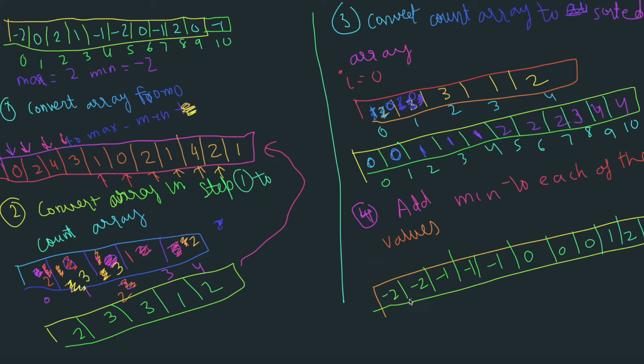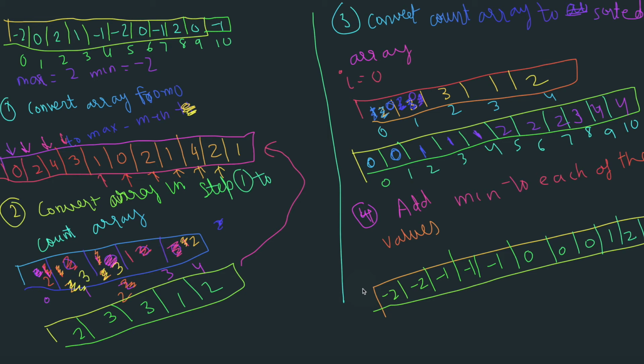If you can see how many -2s are there, 1 and 2, and then how many -1s are there, 1 2 and 3, and so on. So we have actually sorted the initial array here using count sort. Yep, like this basically explains count sort.